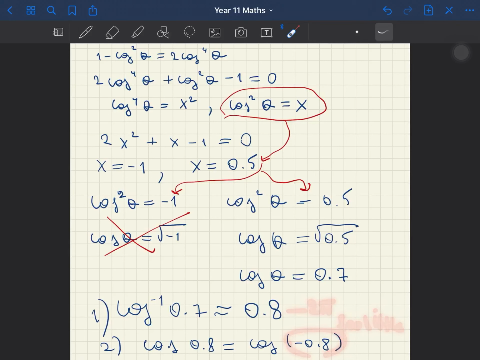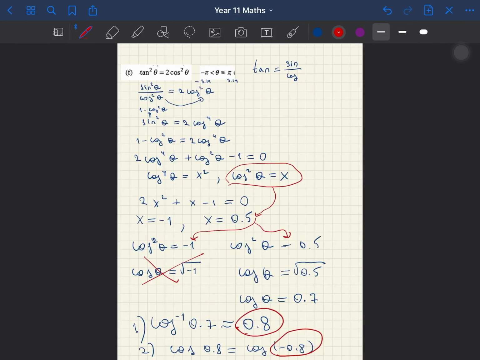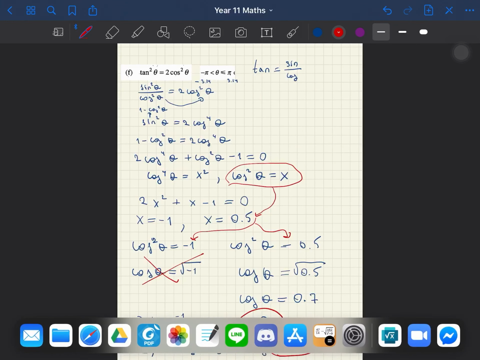And the same goes for here. So our answers are 0.8 and negative 0.8. That's it for the trigonometric equations.